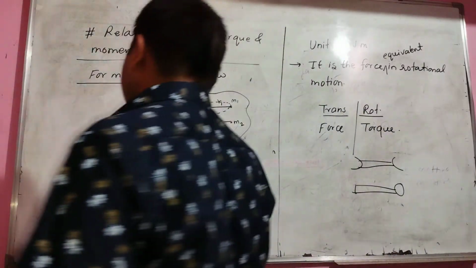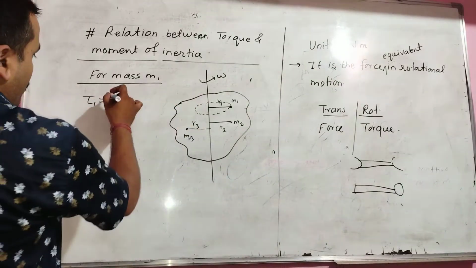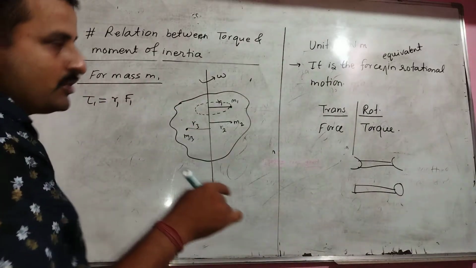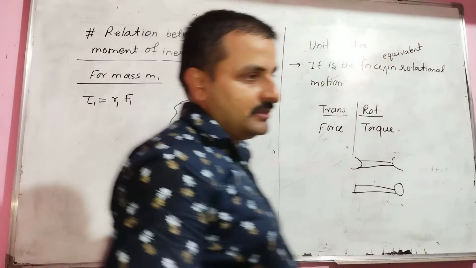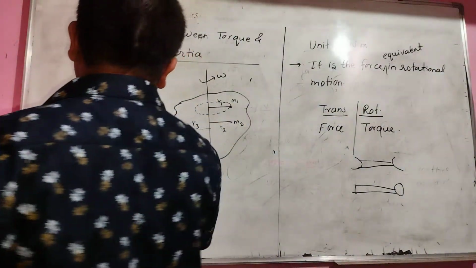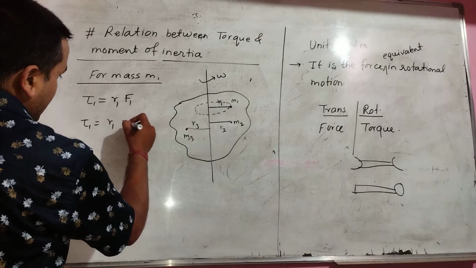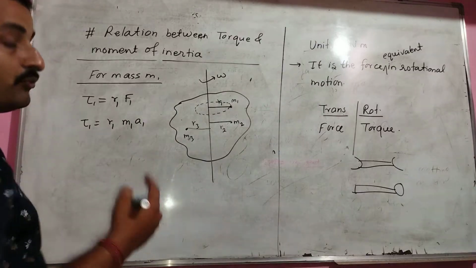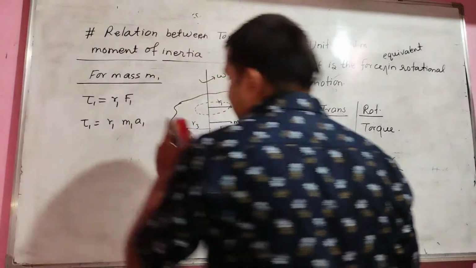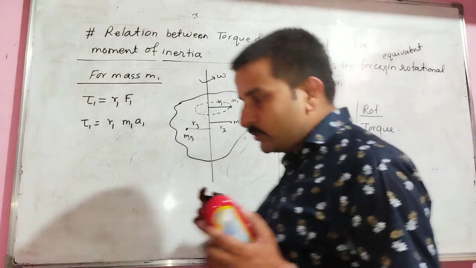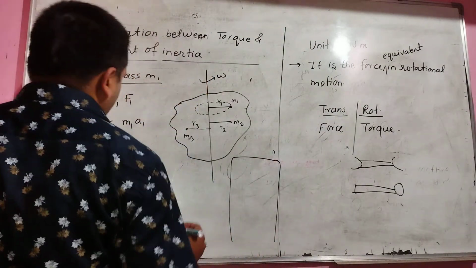So for mass m1, what will be the torque? Tau 1 is equal to, earlier we have written the formula r1 f1, here in this case because we are considering the mass m1, I have written the suffix. So tau 1 is equal to r1 f1, and in place of f1 we write m1 a1, because force is equal to ma. Now what will be the value of the acceleration in case of rotational motion? I just show over here.